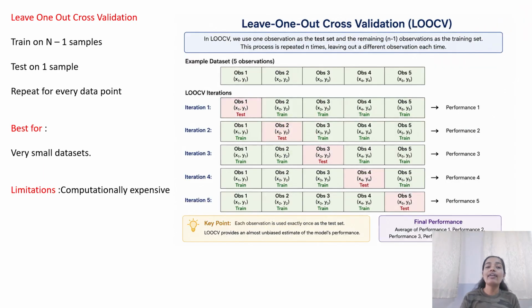Then next we have leave one out cross validation. In leave one out, we don't have any folds. We don't divide the data set or do anything like that.